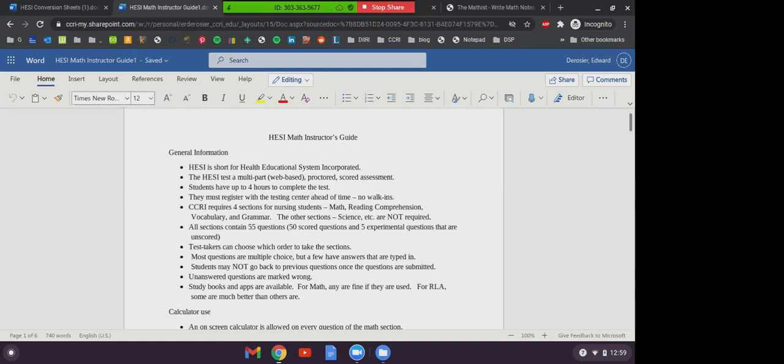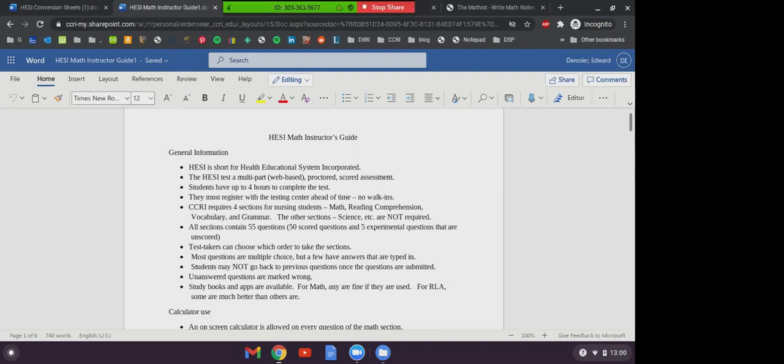A couple other things about the test itself. You have up to 4 hours to complete the test. That's what the website says. When you actually get to the testing center, if you stay longer than 4 hours, they generally don't throw you out. But the website does say you have 4 hours to complete, and you should plan to have that much time when you schedule yourself. So don't schedule yourself for a test at 10 and then say, I've got to go to work at 12. That's not going to work. You have to make sure you schedule enough time so that you can take all the sections of the test.